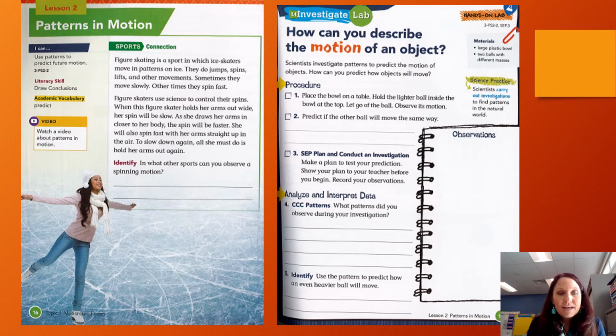Okay, we're on page 16, lesson 2 called patterns in motion. At the top, it says, I can use patterns to predict future motion. So predict means to be able to guess what's going to happen in the future. One of the words that you are going to be writing down, either in Schoology, or if you're a hybrid student, you have your questions, you're going to have to know what predict means. So let's read and look for that word.